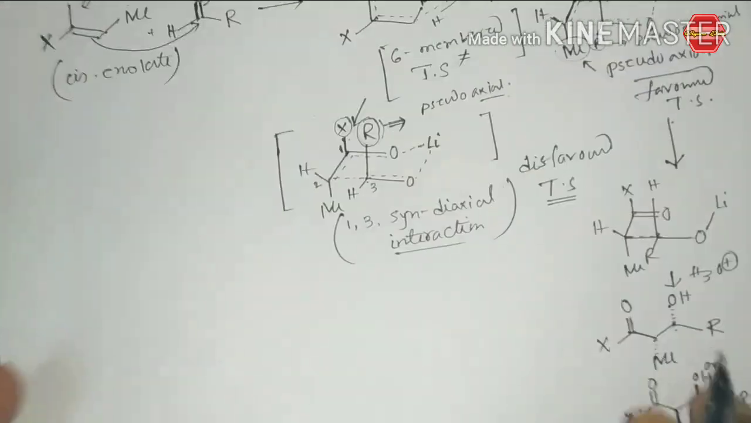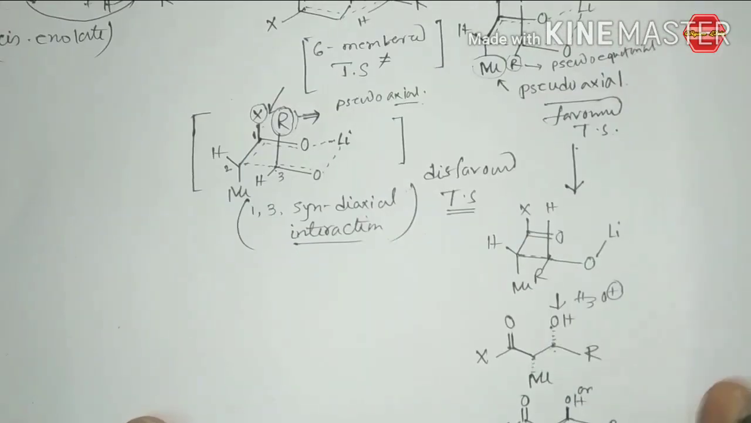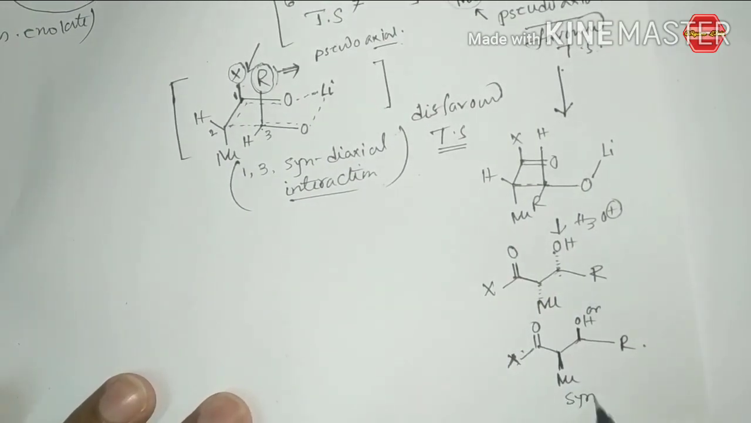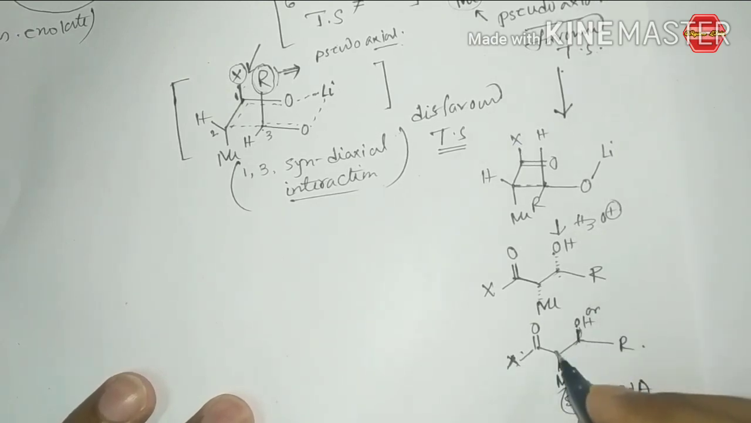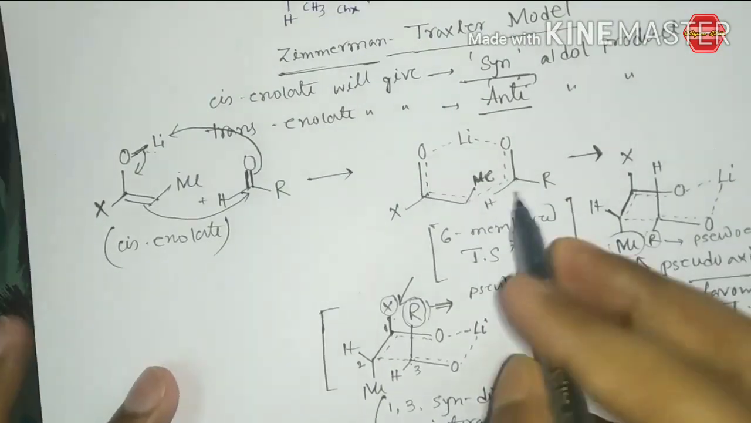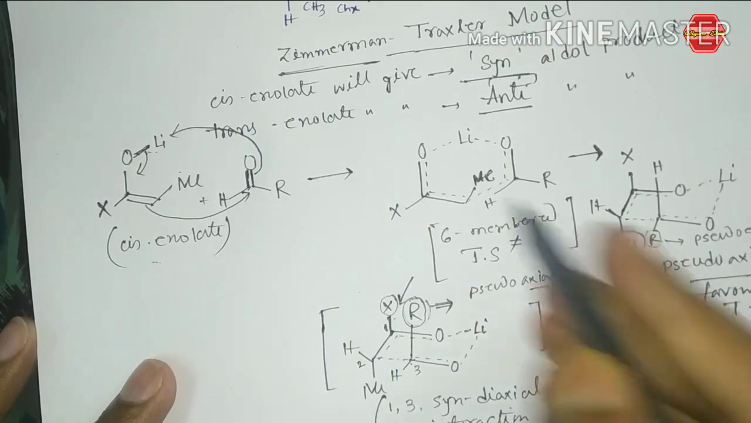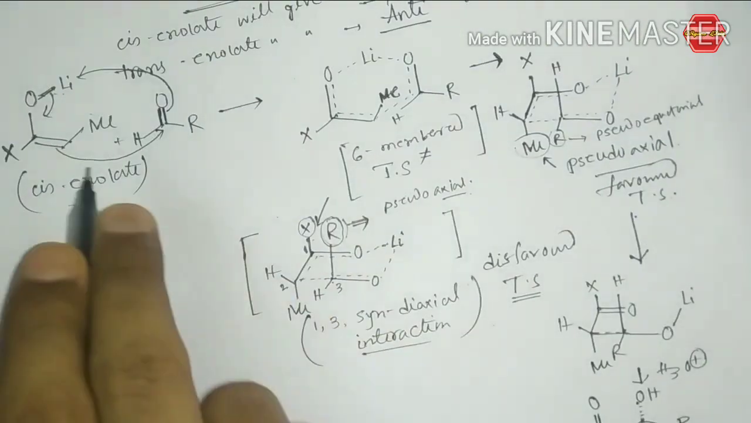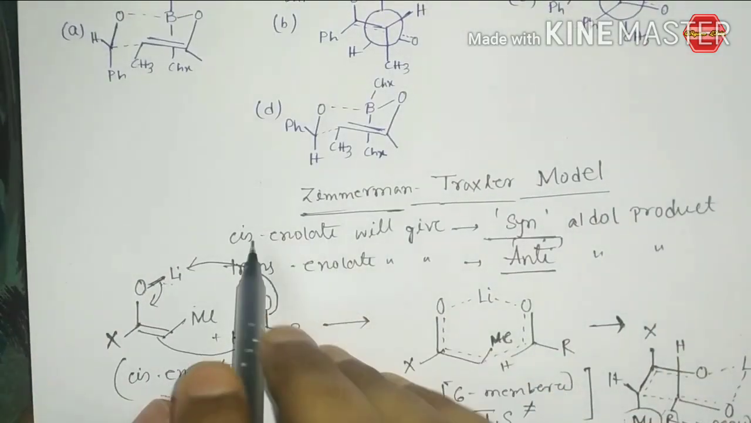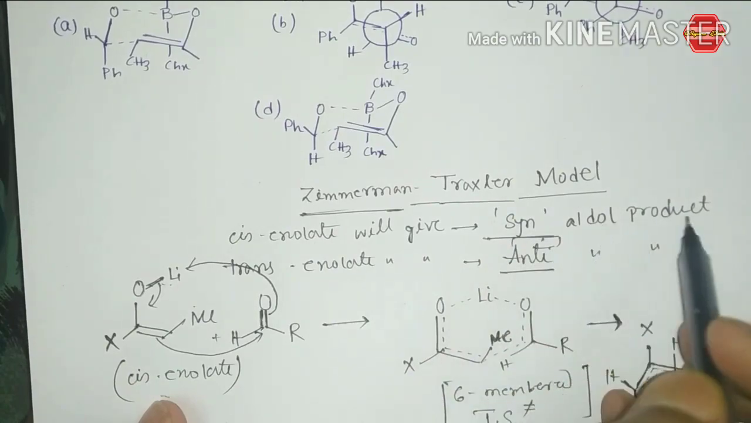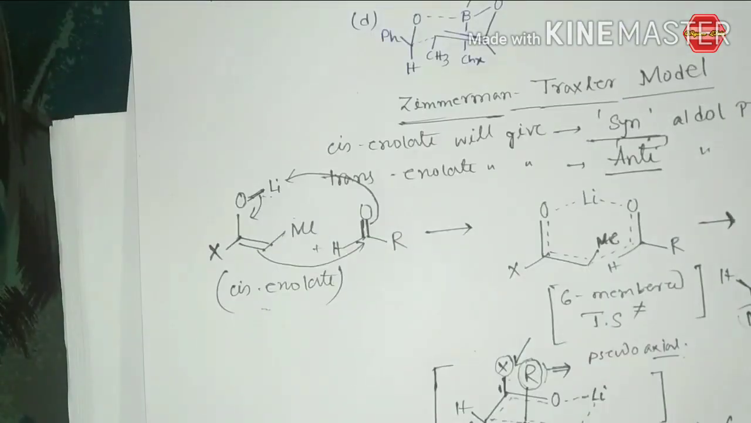Okay, now see, this is your syn product. This is your syn product. These two are syn just because these two have the same stereochemistry, this OH and Me. And where do you get that from? From this cis enolate. From this cis type of enolate you get the syn product. It is also said that cis enolate will give syn aldol product. Okay, like this.